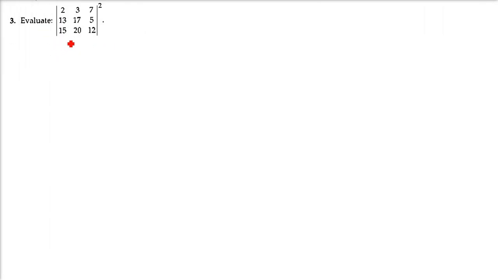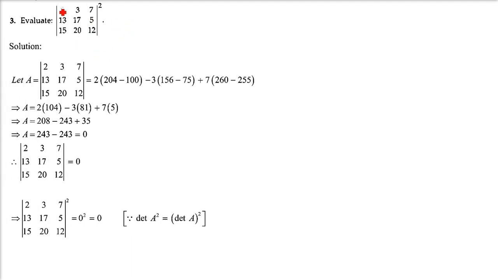Evaluate this. So you can find some way to easily solve it, some commonality or something, but we have to find out the determinant and we have to square it. But let me tell you in the beginning that this determinant is going to be 0. How it is going to be 0, you'll just see. I'll just expand it. You can use any row, any column to expand it, but the simplest we see is the first row. So we'll expand it using the first row.